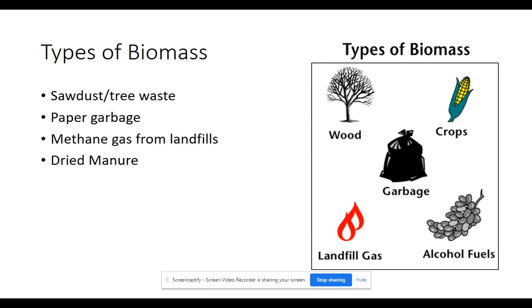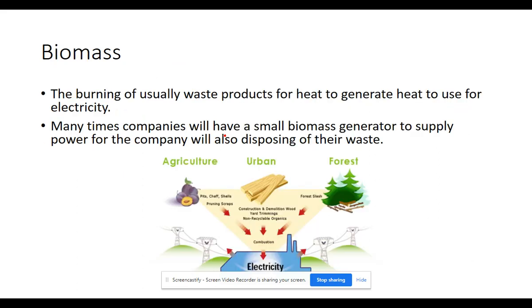So types of biomass. Sometimes this might be sawdust or tree waste, paper garbage, methane gas from landfills, and dried manure. Right now you can start to see this. I was talking about the paper company, I think Georgia Pacific, which I think used to be in Everett. Maybe there's also one in or used to be one in Bellingham, and they were doing that.